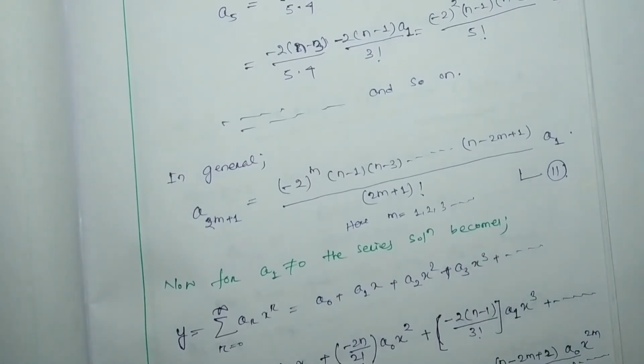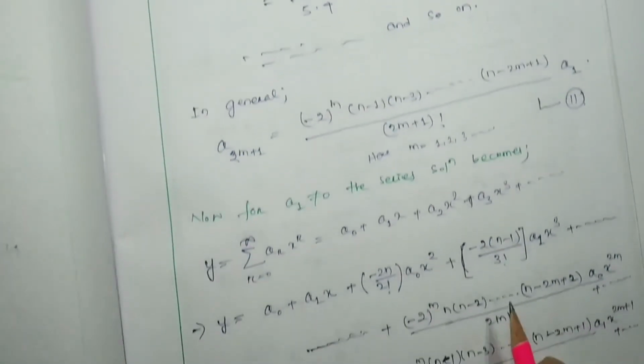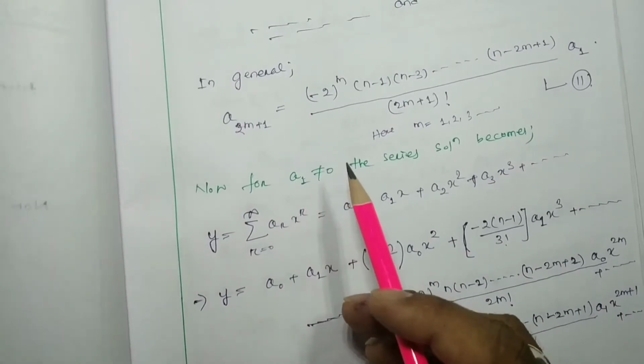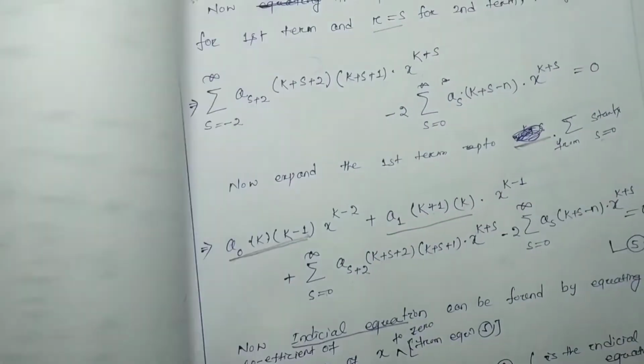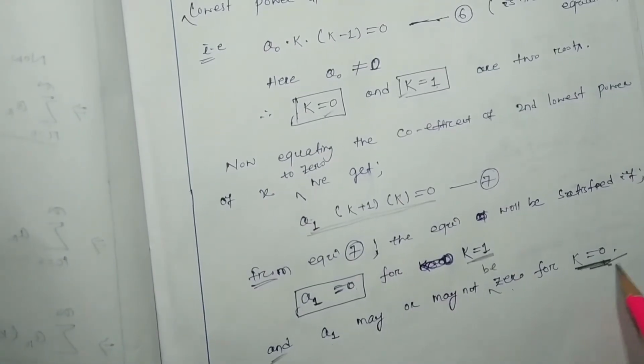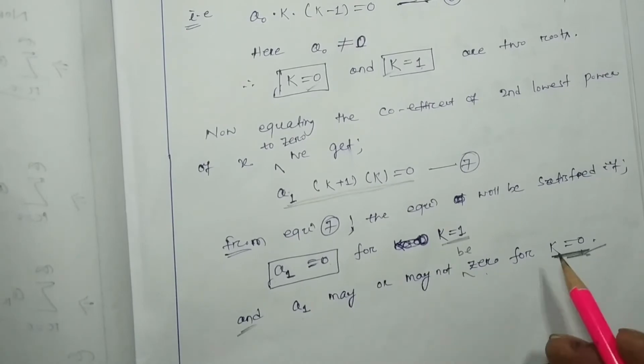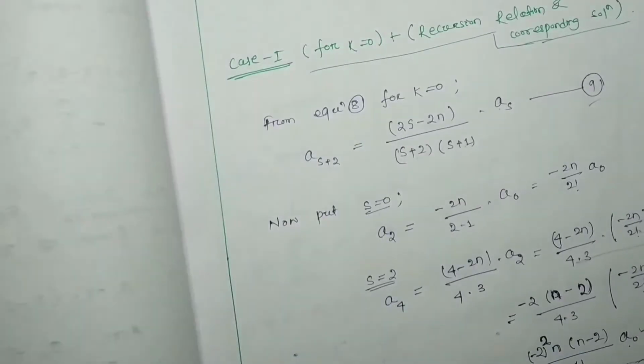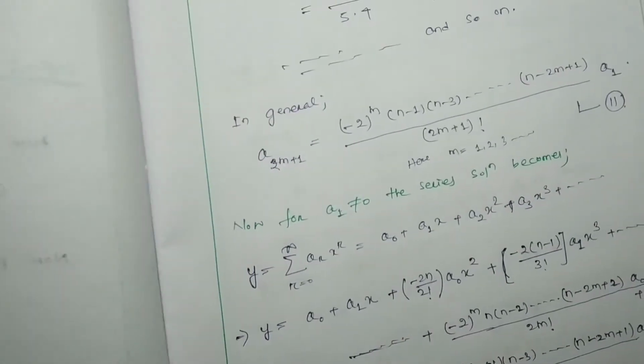So now for a1 not equal to 0, because here we consider the case k equal to 0. For k equal to 0, a1 may or may not be 0. So first we have to consider a1 not equal to 0. Then what will be the solution?